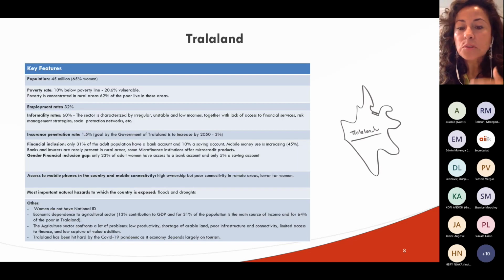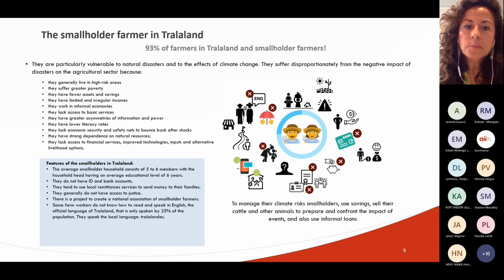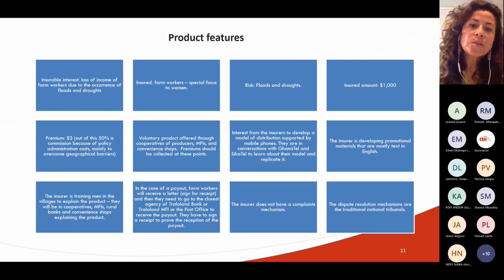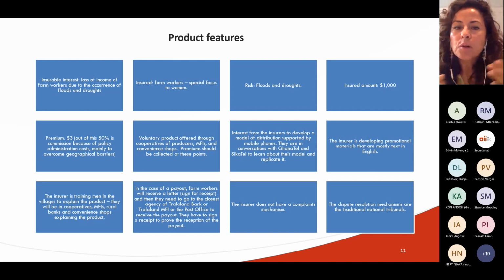I would suggest that the groups that will be created, there will be 3 groups. Do not spend a lot of time on context, just read this very quickly, but really focus on the particularities of the smallholder farmer of Tralaland. So who is this product tailored to? These slides, you're going to have them during your conversation, so make sure that you get acquainted with those particularities. And very importantly, focus on the role that women play in that sector and these particularities as well as a consumer. And what we're going to do is kind of a role play here.